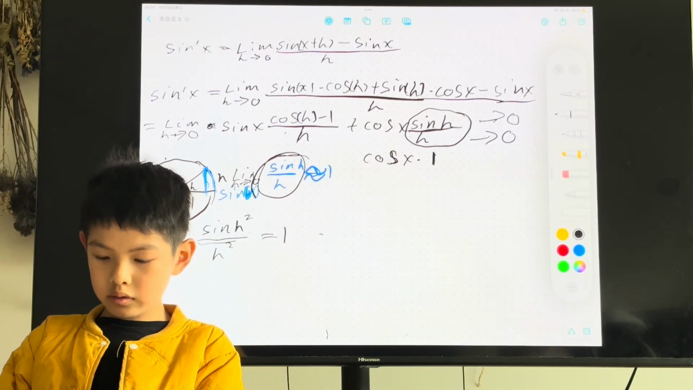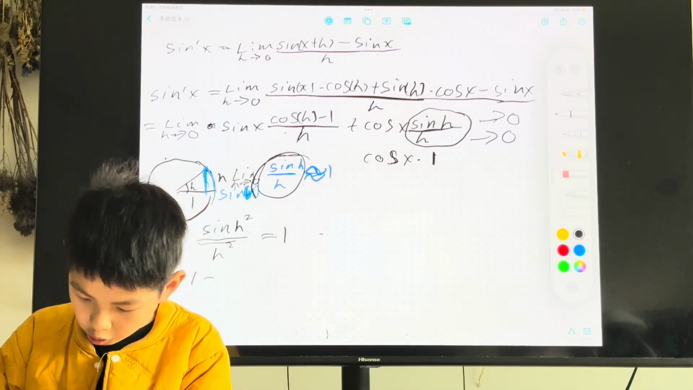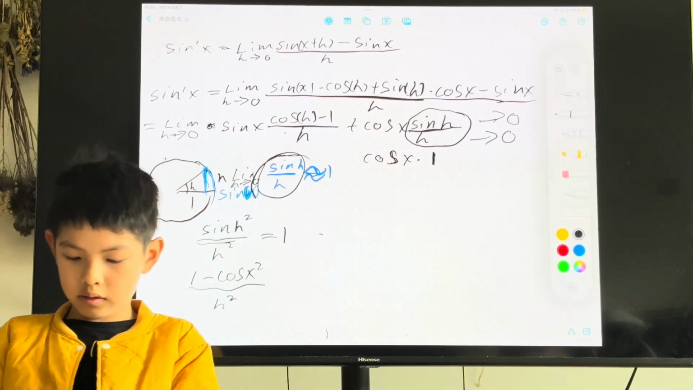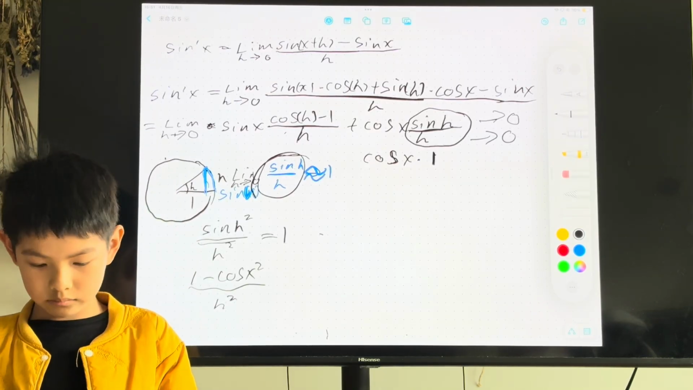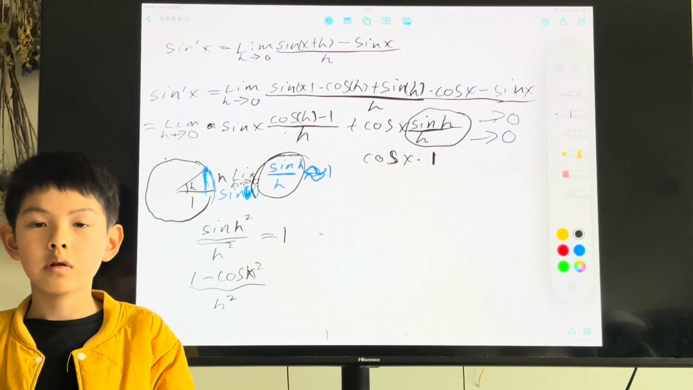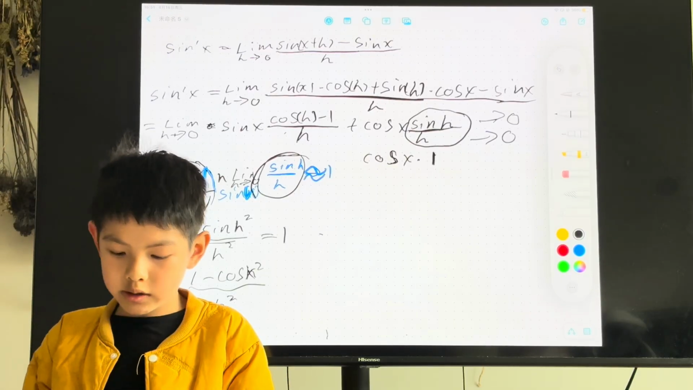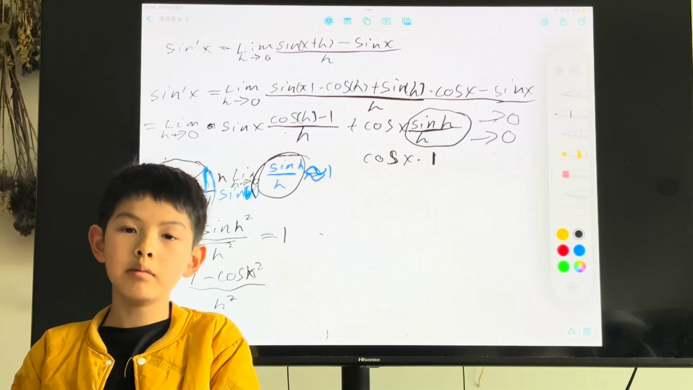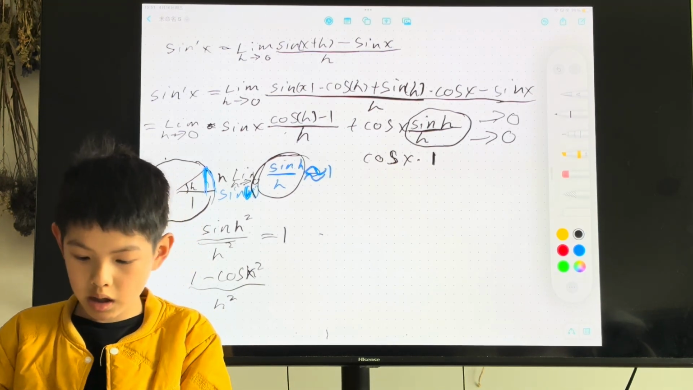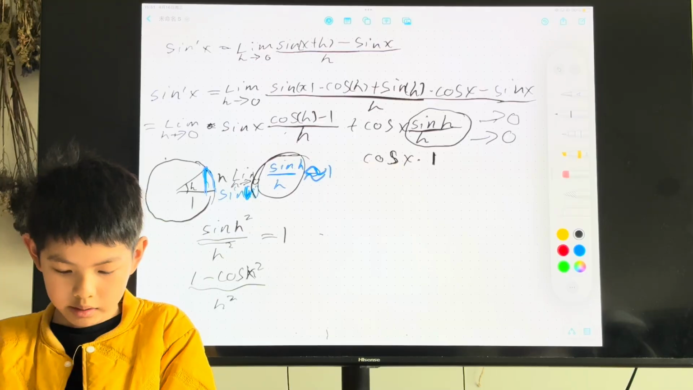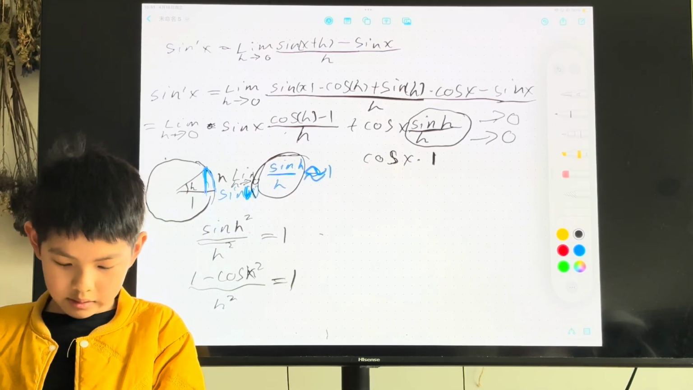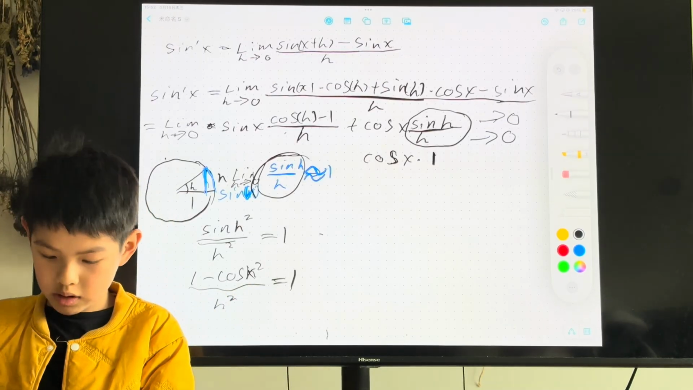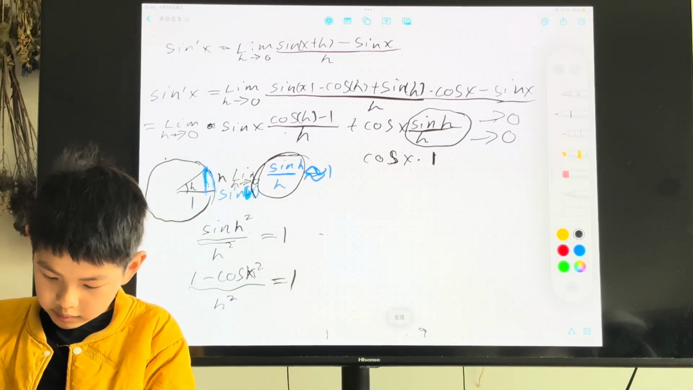Sine of h squared is equal to 1 minus cosine of h squared, and divided by h squared. You should write x and h correctly. Sine of h squared equal to 1 minus cosine of h squared is also a trigonometric identity. And now we know this is equal to 1. We can also expand this into this.